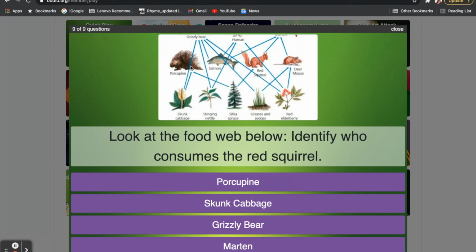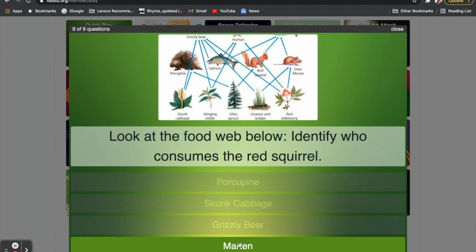That can't be the porcupine. There are no arrows pointing from the red squirrel to a porcupine. And plus, a porcupine is an herbivore. And it can't be a skunk cabbage. The skunk cabbage doesn't need to eat anything. It's a producer. It makes its own food. And it's not the grizzly bear. The grizzly bear has other food that it likes to eat.